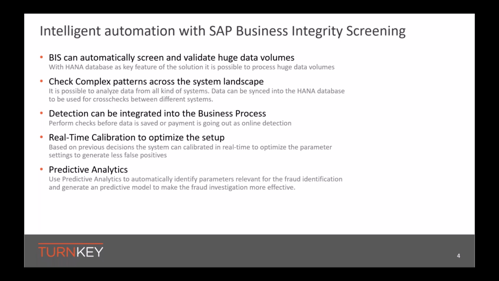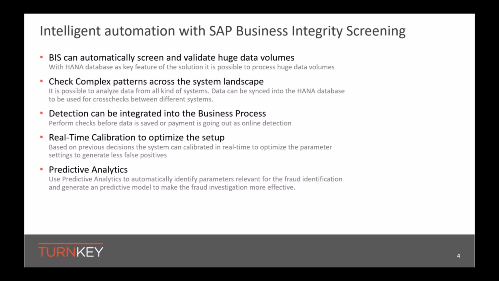We can check complex patterns across system landscapes. So as mentioned before, if there's a heterogeneous system landscape, we can include cloud systems, we can include non-SAP systems to sync the data into the BIS, and then even do cross-checks between different systems.